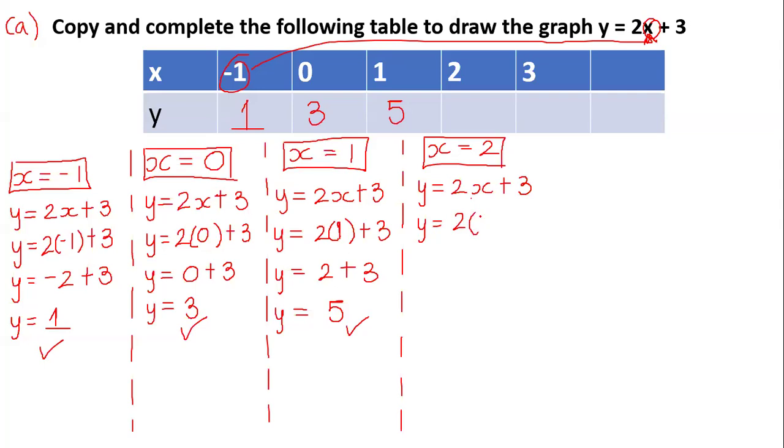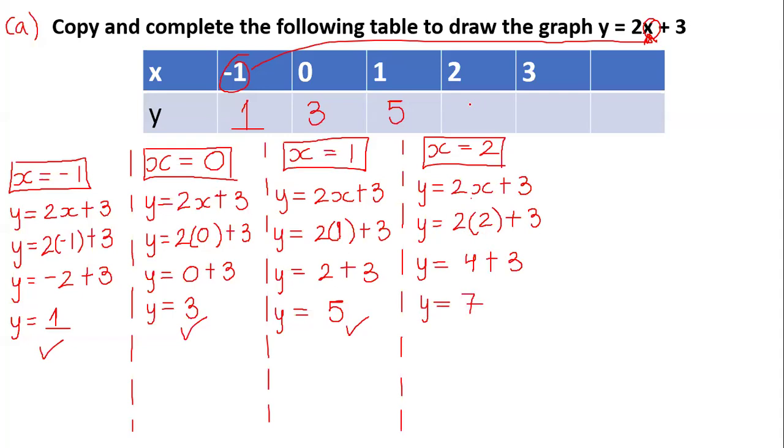What did y'all get for 2 before I give the answer? 7. Okay. What is 2 times 2? 4, very good. 4 plus 3 is 7. So y is equal to 7.